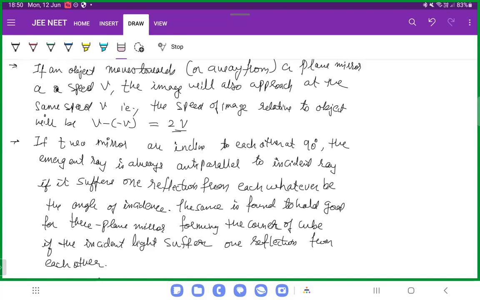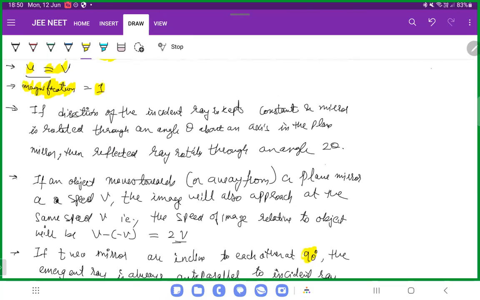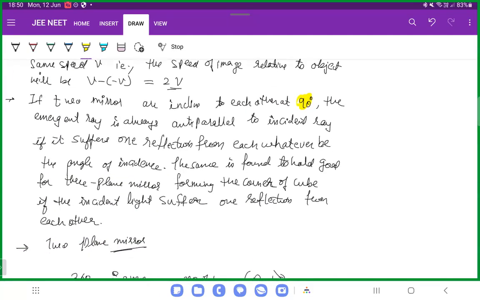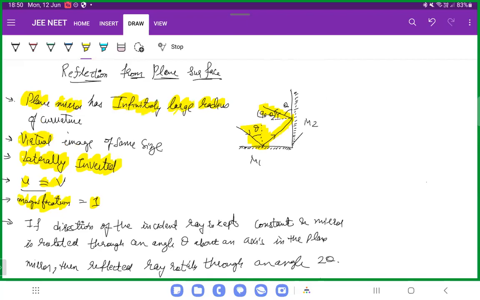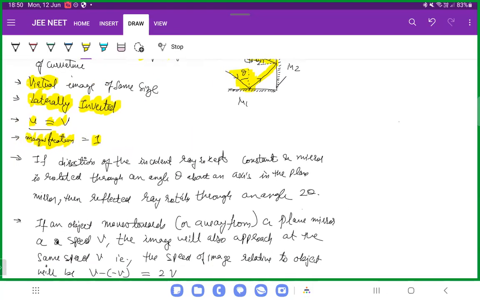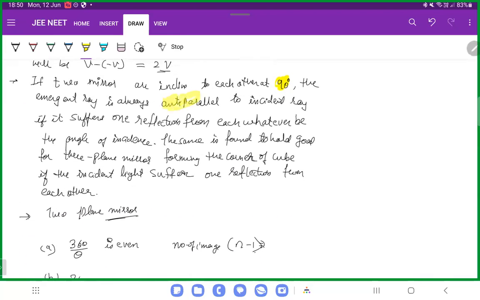Okay. Next thing, let's see the explanation first. If two mirrors are inclined at 90 degrees to each other, which is shown in the previous diagram we saw, the emerging ray is always anti-parallel to the incident ray. That is true. Anti-parallel means opposite direction.